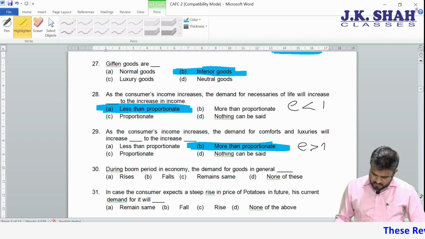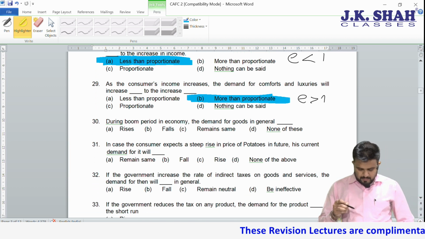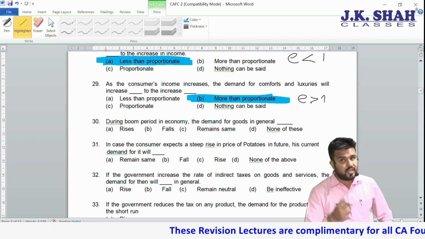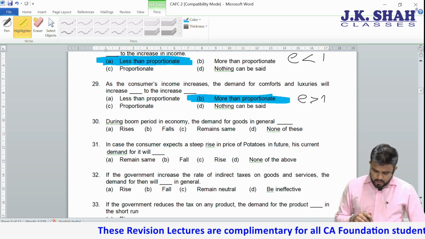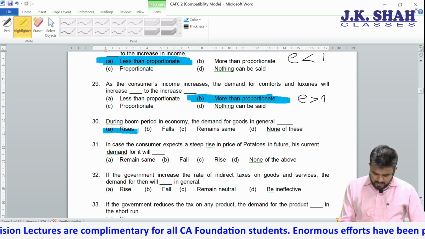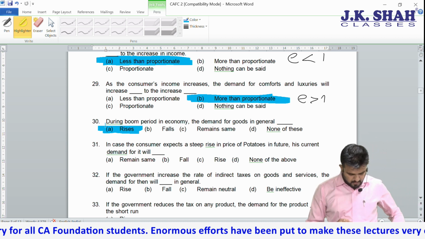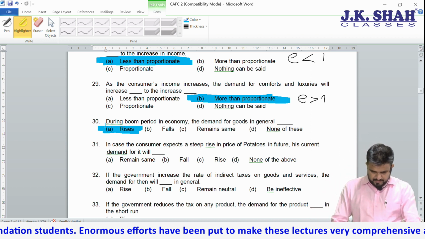Next comes 30. During boom period, boom means prosperity, good phase. During boom period in the economy, demand for goods in general rises because people will have more money and they will spend more.